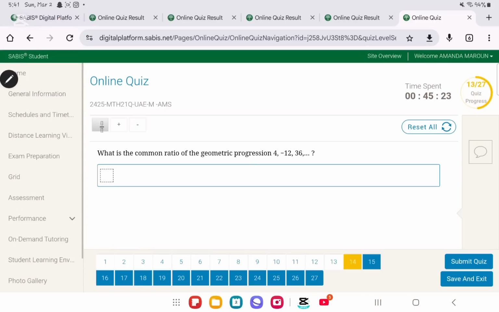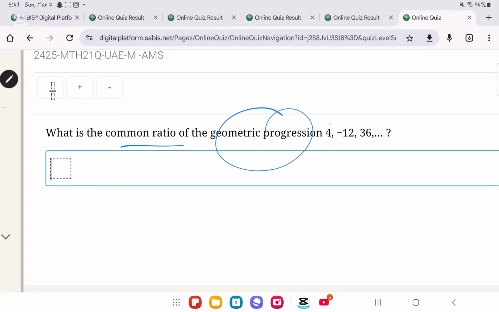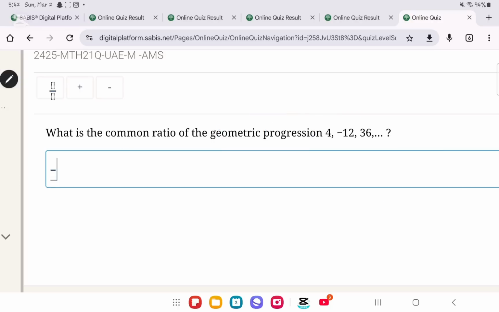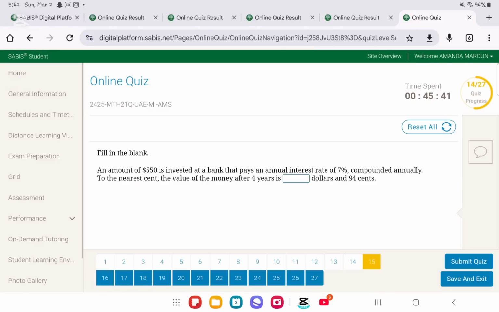We move on to question number 14. They need the common ratio of the geometric progression. Again, whenever they say common ratio and geometric progression, you're going to divide. So minus 12 over 4, you're going to get minus 3. So the common ratio is minus 3. We move on to question number 15.